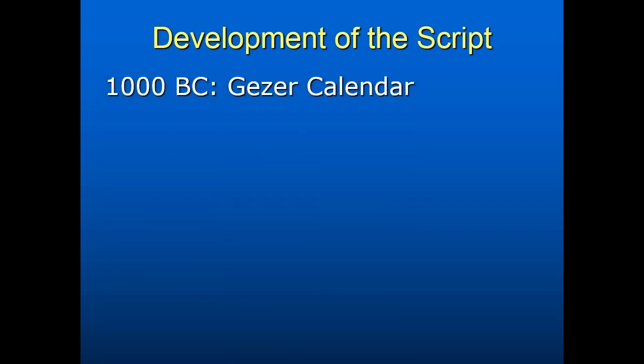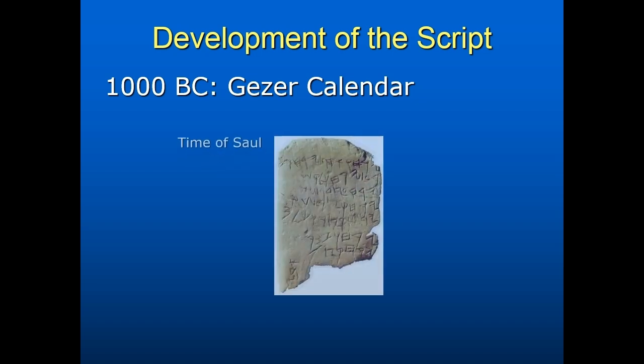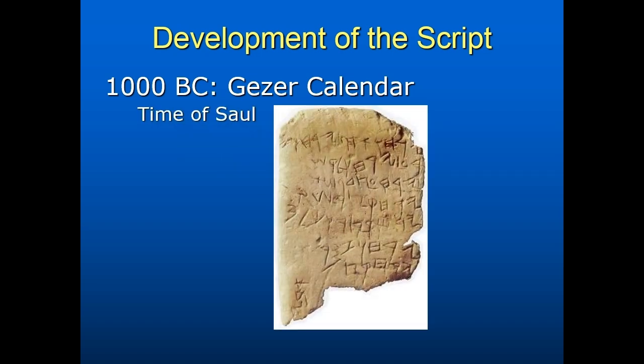One of the earliest inscriptions we have is the so-called Gezer calendar. It comes from around 1000 BC, about the time of King Saul, and is a simple agricultural calendar, marking times of planting, cultivation, and harvest.